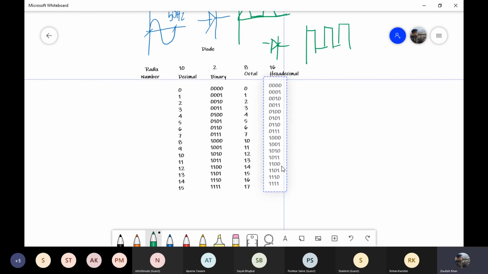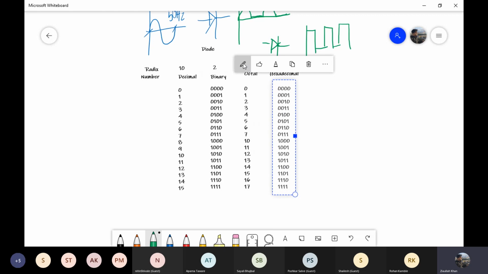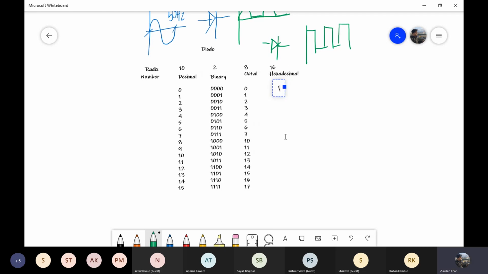The unique digits of this number system are going to look like this. We're going to start with 0, 1, 2, 3, 4, 5, 6, 7, 8, 9. And then after 9, because we have not reached the count of 16, there are only 10, we switch to letters and A, B, C, D, E, and F. So this is the 16 unique digits number system, which is hexadecimal.